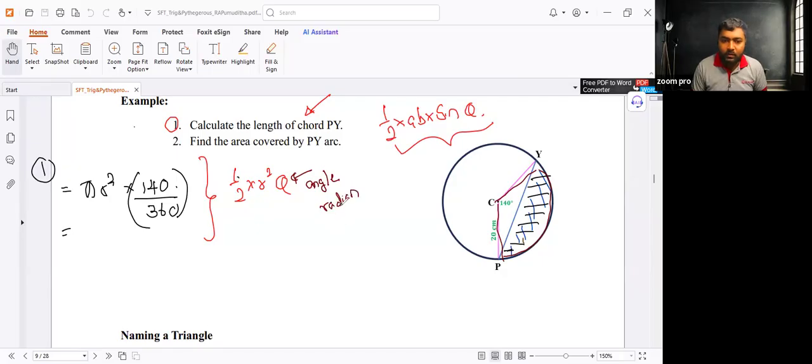Radian means we know 180 corresponds to pi, and 360 corresponds to 2 pi likewise. That is this one. Okay, try. I will give you 2-3 minutes.